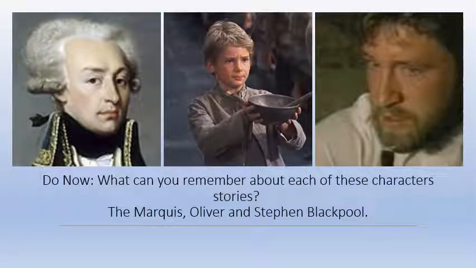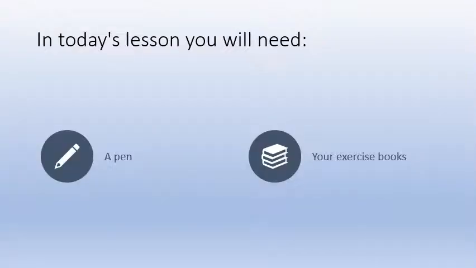We're going to continue in the creative vein that we began last lesson, but before we get on to that, what can you remember about each of these characters' stories? The Marquis on the left, Oliver in the middle, and Stephen Blackpool on the right. Just write down as much as you can of their stories, as much as you can write down in 5 minutes. Today you're going to need just a pen and your exercise books, no extract today.